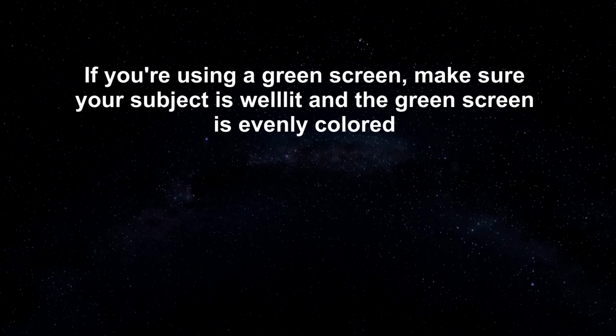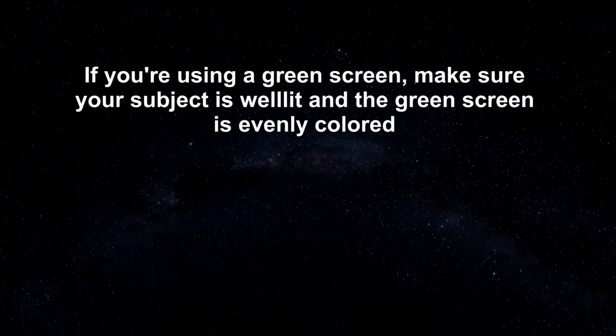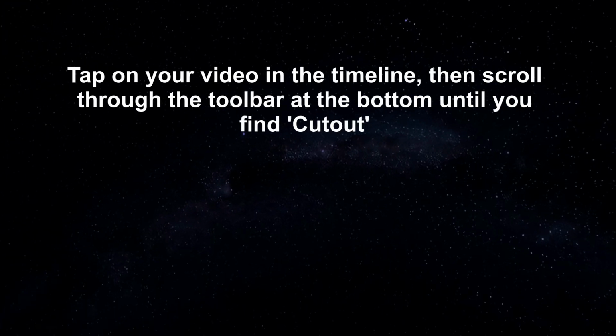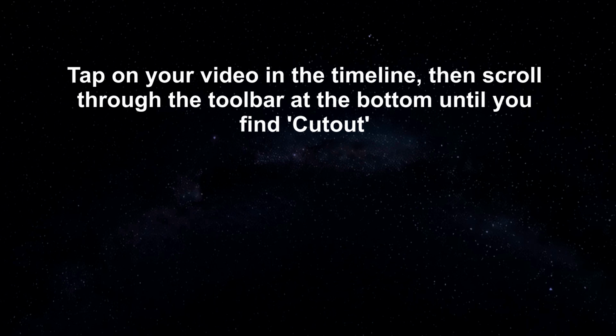If you're using a green screen, make sure your subject is well lit and the green screen is evenly colored. Tap on your video in the timeline, then scroll through the toolbar at the bottom until you find Cutout.